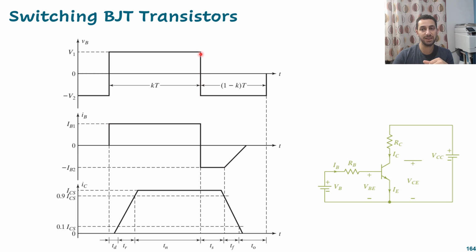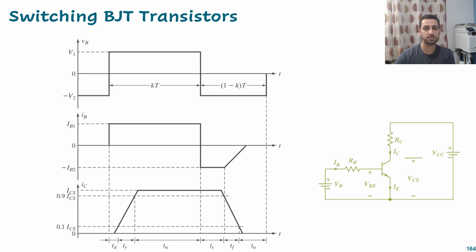Okay, after applying negative voltage, the current will reverse, the IB will come out from the base, and now the switch is going to turn off. But we have some delay. That delay is caused because of the storage time. We have some charges that need to be removed. Okay, that takes time. And also we have the fall time. So that's the general switching pattern of BJT transistors.